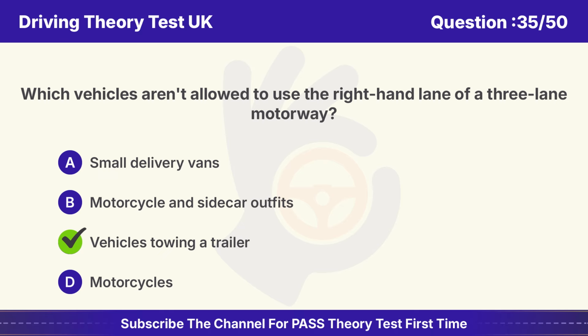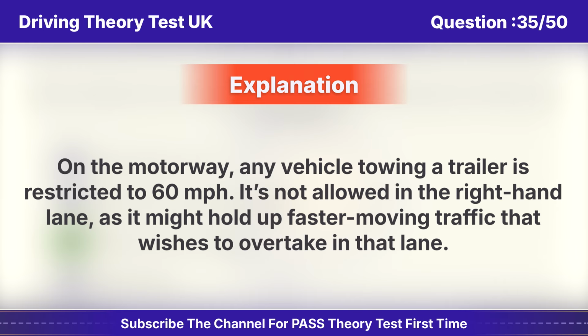Answer is C. Vehicles towing a trailer. On the motorway, any vehicle towing a trailer is restricted to 60 miles per hour. It's not allowed in the right-hand lane, as it might hold up faster-moving traffic that wishes to overtake in that lane.